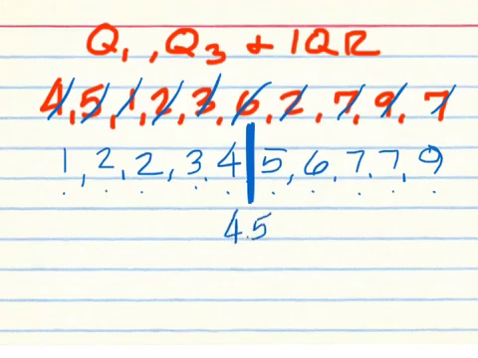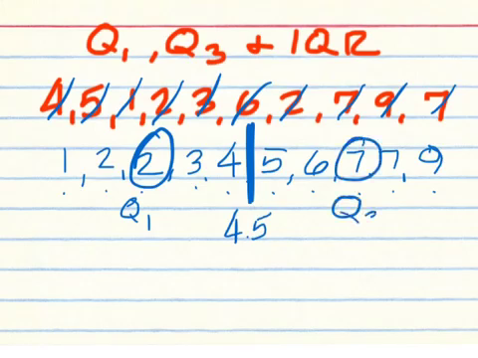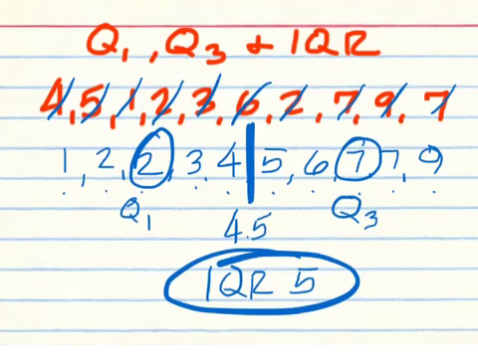And of course that would be 4.5 for the median, but what we're most interested in now is the Q1 and Q3. The midway point on the left-hand side would be 2 exactly. So that's Q1. And then on the right side, 7, so that would be Q3. And if you subtract 7 and 2, then you're going to end up with an IQR of 5.